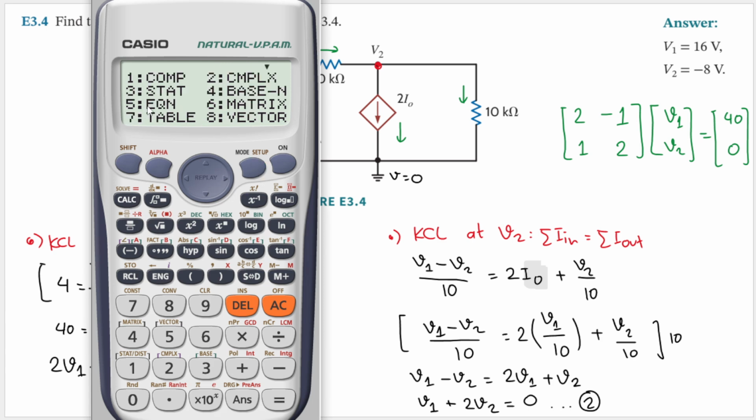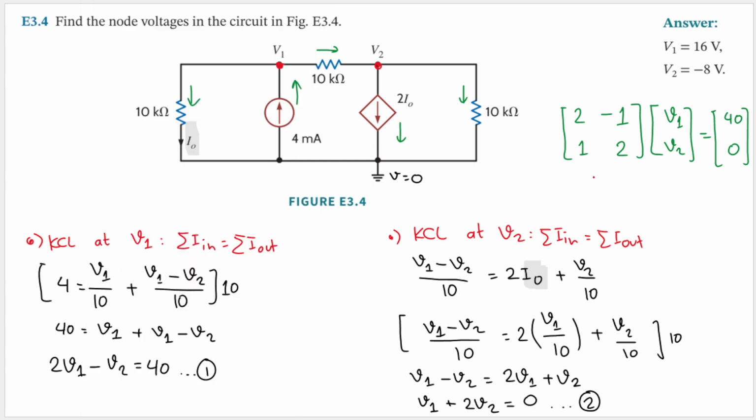Okay, set this up as equation solver, which is number 5. Two variables is number 1, and we can just plug in the equations. So we'll have 2, minus 1, and then 40. And then we will have 1, and then 2, and then 0. So the x value is V1, right? So we will have V1, which is 16. V1 is equal to 16, and the unit, because this is in milliampere and this is in kilo ohm, will be volt here.